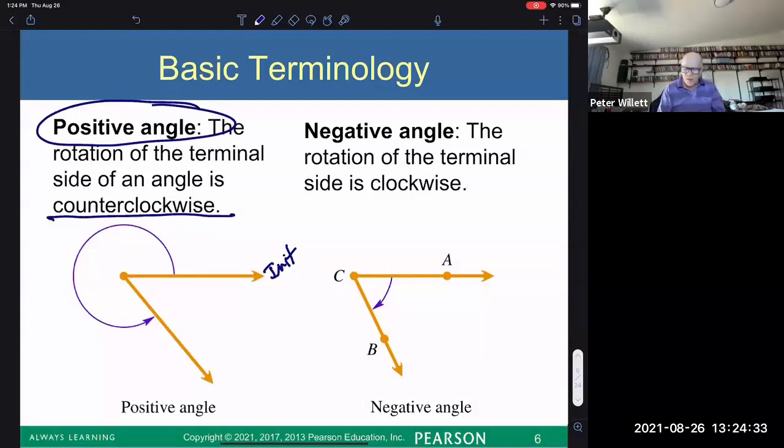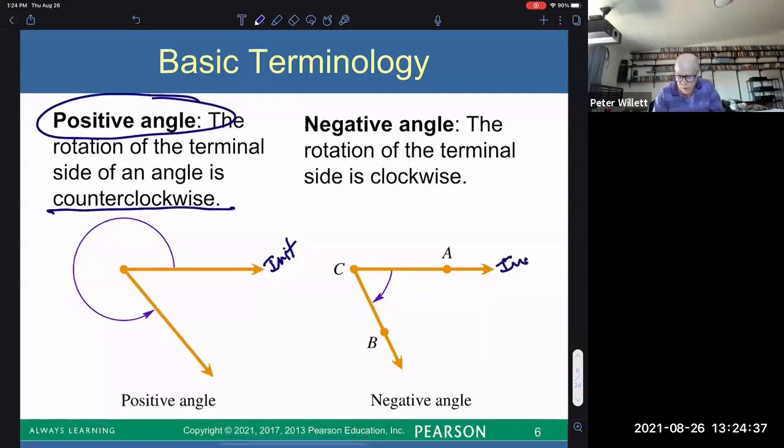But you could say, well, it's a lot quicker if I go from the initial side here. And what if I just backed up and went down instead in the clockwise direction? Well, you can do that, but because that's in the opposite direction of what we're going to have as our convention, you're going to get what we refer to as a negative angle.